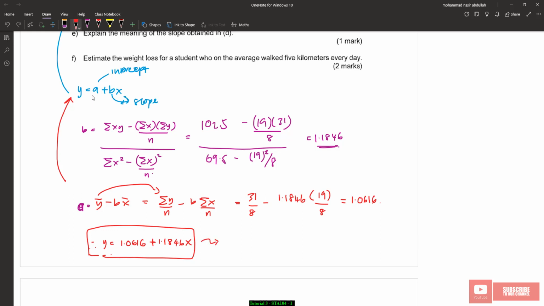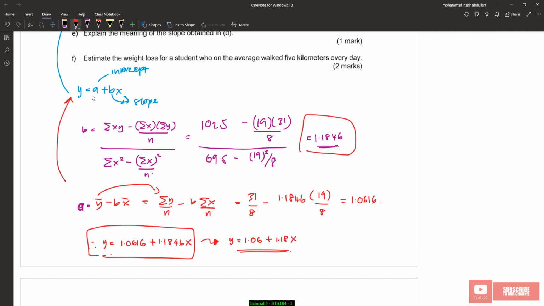Because we agreed from the previous chapter, all the numbers in this syllabus we will round off to 2 decimal points, except in time series analysis, right? In time series analysis, we will look at it in the next chapter, right? So it will become y equals 1.06 plus 1.18x, right?